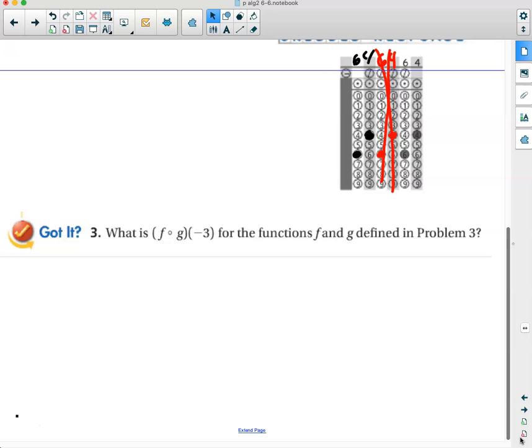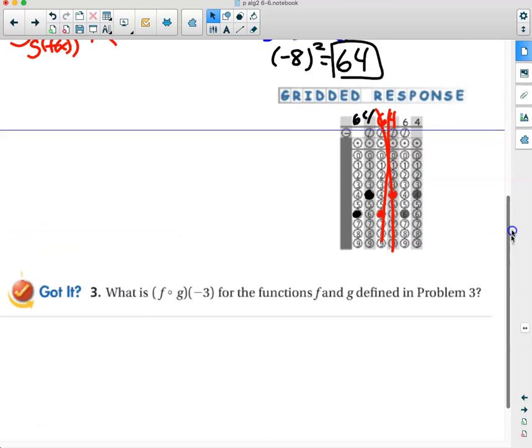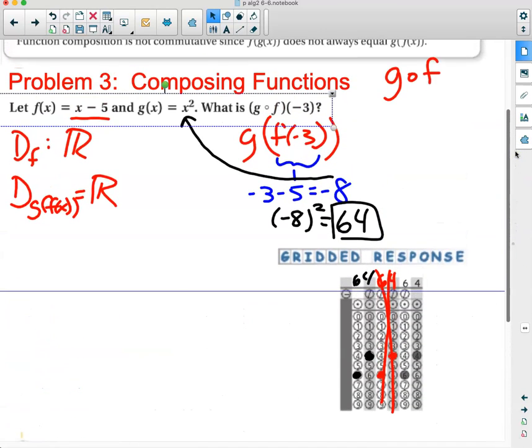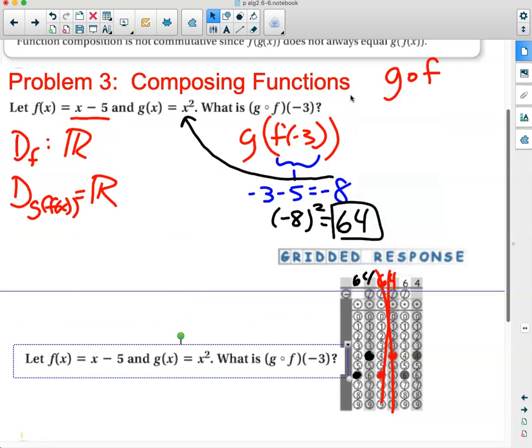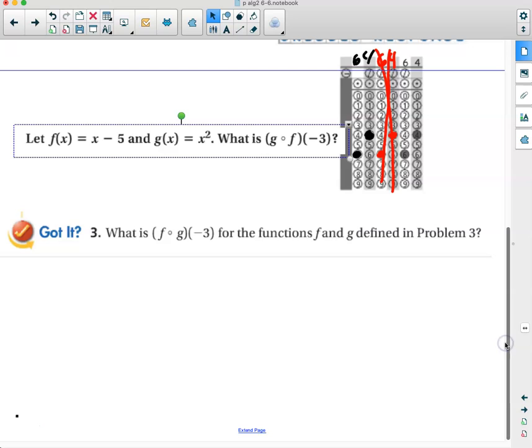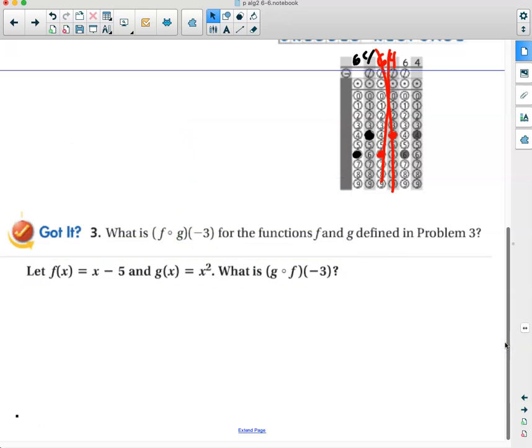All right, this one says, what is f of g of -3 if we still use the same functions that we had up here? So I am going to clone this little bugger and bring it down here. Now, I just read it off, but people have trouble with this when it's written this way, and I don't want anybody to have trouble with composition. It's not supposed to be hard.